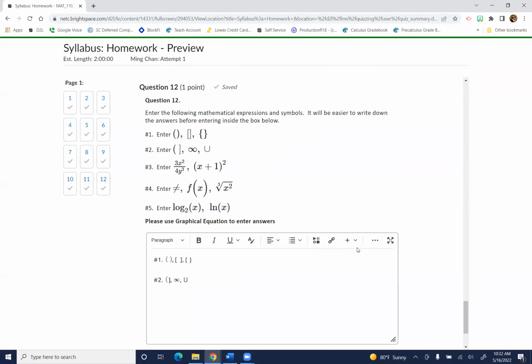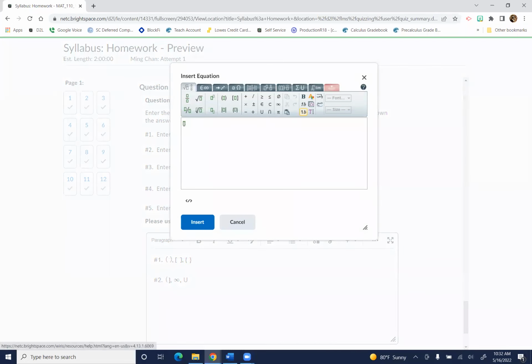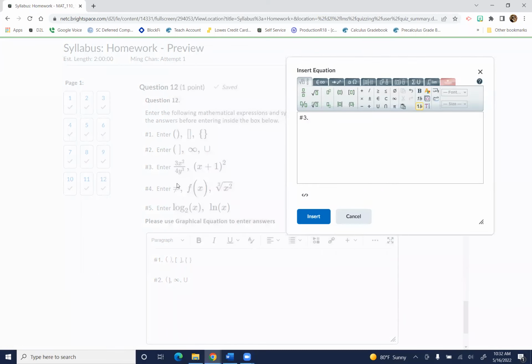All right, number three, let's go back to graphical equation. Space. All right, fraction. Okay, 3x squared over 4y to the third. So I need to enter the fraction bar right here. Don't use a slash. Do not use slash. Very confusing. Use the actual fraction bar on the top. 3x. Exponent is this one, second power. All right, put the cursor in the bottom. 4y exponent to the third power.